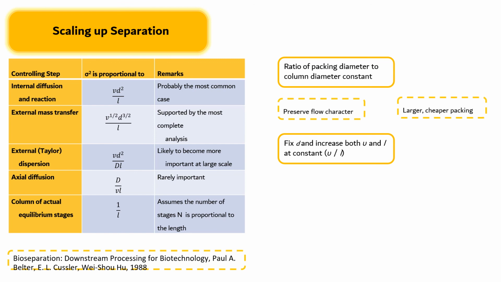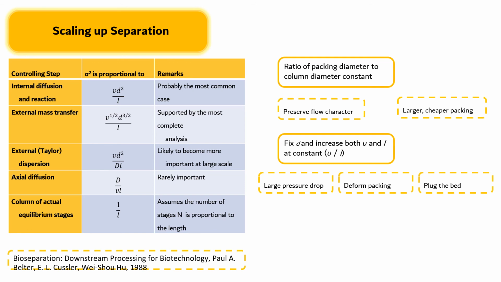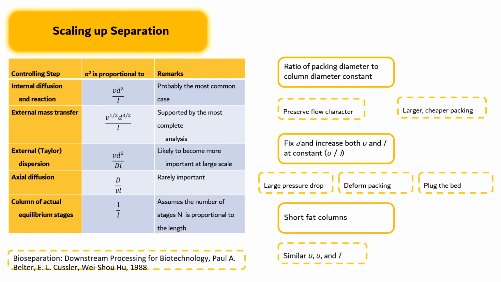This works reasonably well for all the rate controlling steps, but will cause a large pressure drop and can deform the packing and hence effectively plug the bed. The solution is to use short fat columns. Such columns should have similar L values as those used in the small-scale operation. Their increased capacity is due to the greater cross-sectional area.